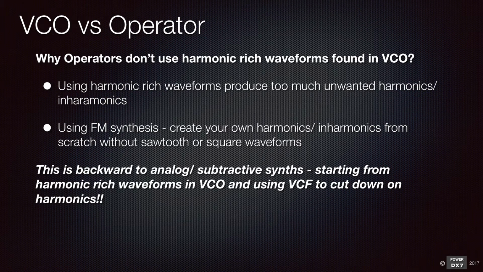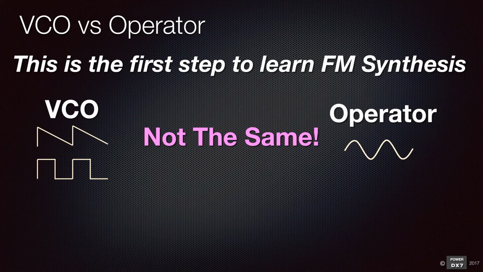So for analog synth users, this is backwards thinking. This is so counterintuitive to analog synth users because harmonic-rich waveforms are already in VCO and you just select one. In FM synthesis, like additive synthesis, you need to create harmonic-rich tones from scratch. This is the first step to learn about FM synthesis. You need to create harmonic-rich waveforms.